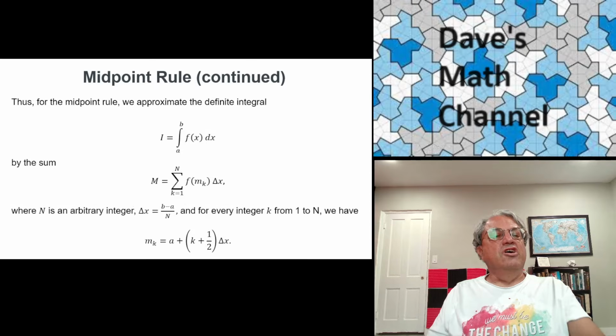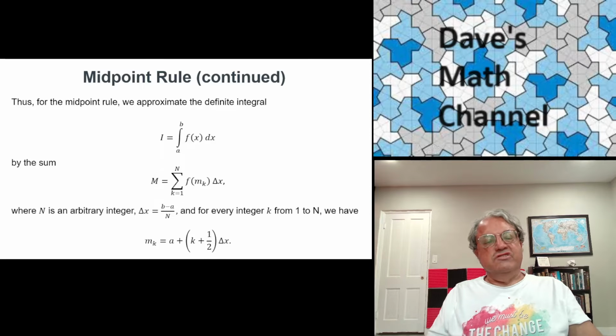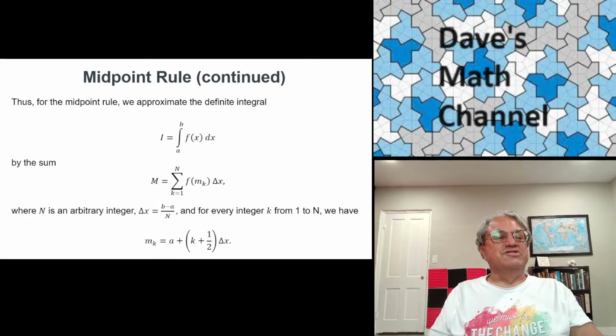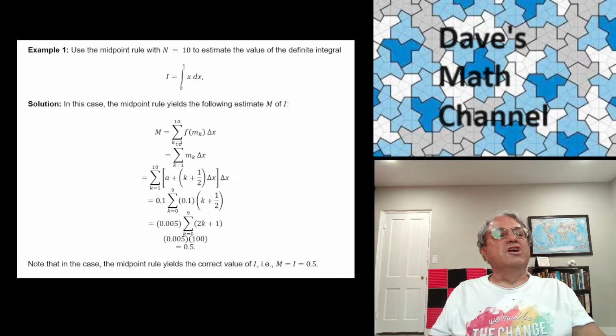And then, just to be a little more specific here, well, that's just basically saying what I already said. So I kind of jumped the gun when I was talking. But anyway, that's the midpoint rule, and this is how we use it. So let's do a couple of examples.